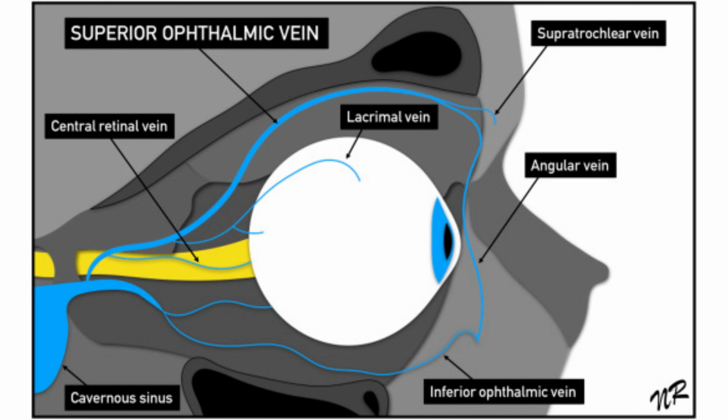The ophthalmic veins. The ophthalmic veins and the central retinal veins drain blood from the eye. These blood vessels enter and leave through the back of the eye.